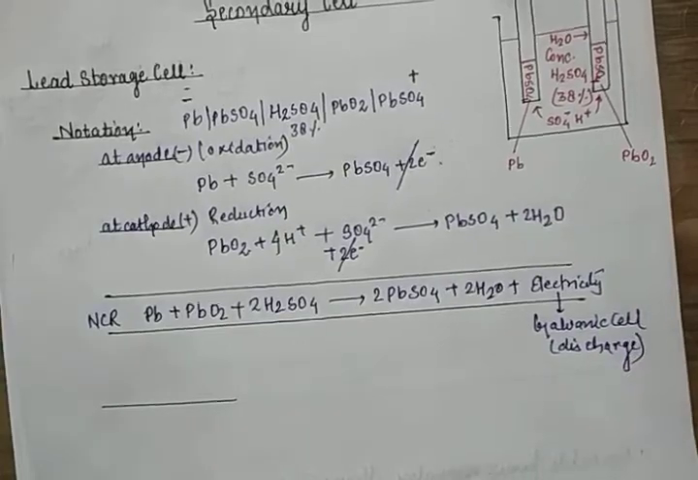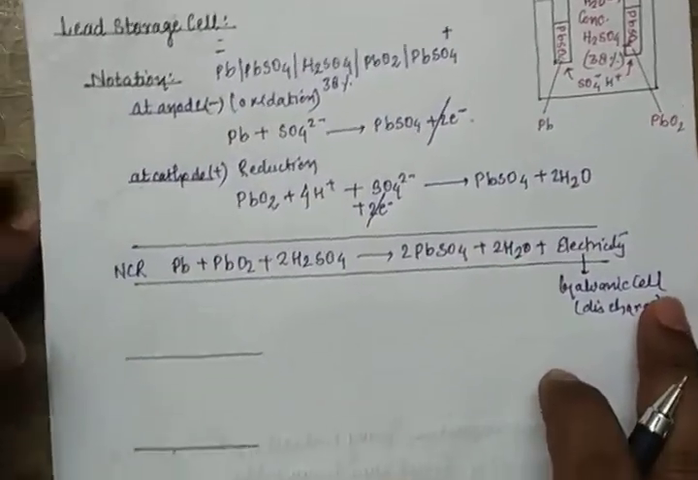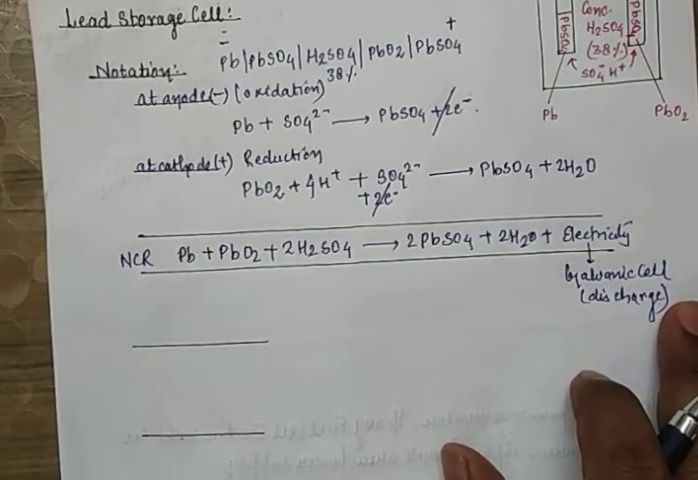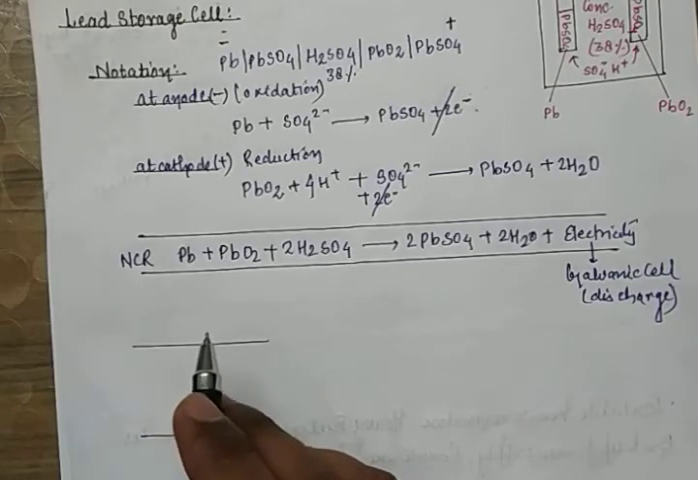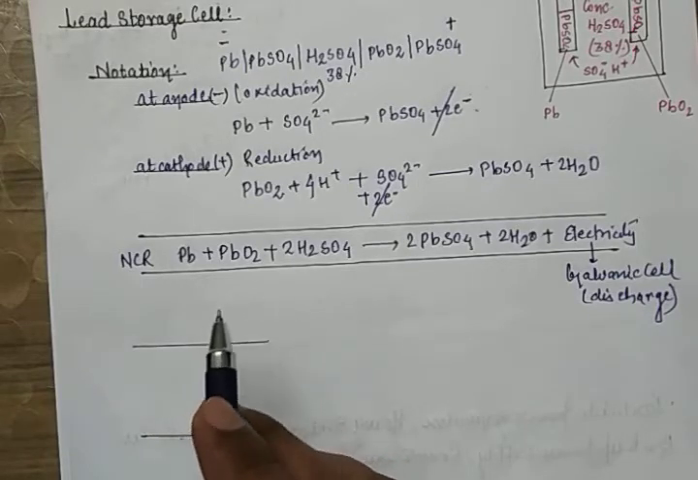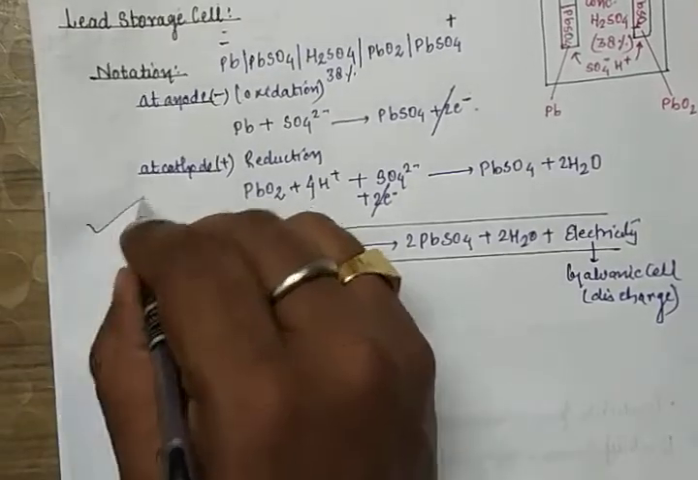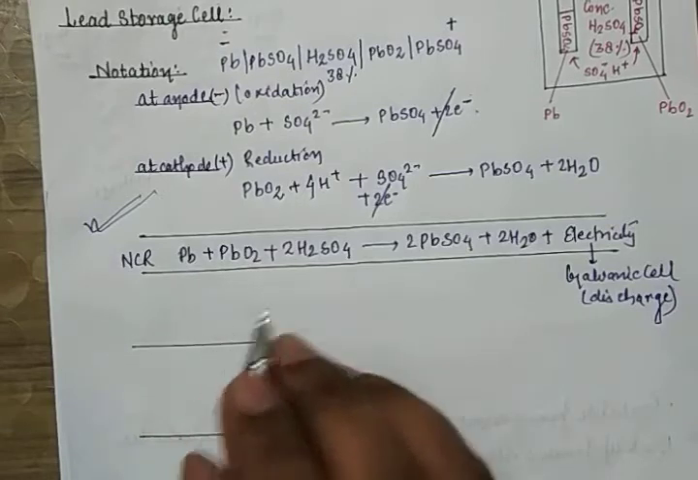Now in this process there is a galvanic process. Now the next is the electrolytic process. It means the cell recharge. In the electrolytic process, electrical energy is converted into chemical energy. So now this process is a discharge process, and this process is a recharge process.